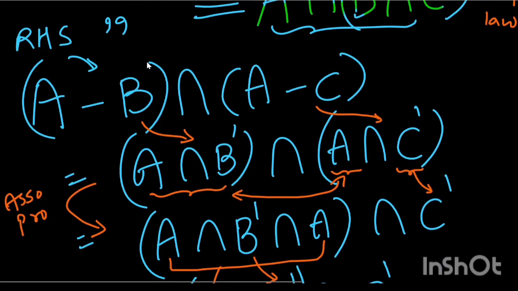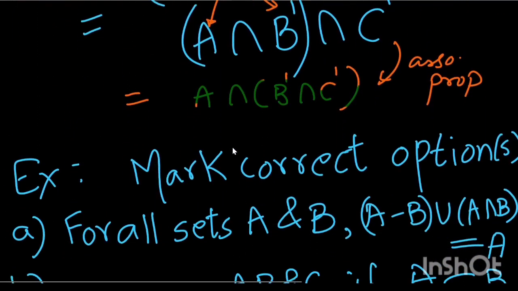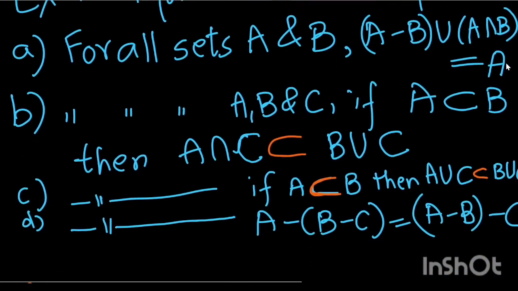Another way is obviously we can use the Venn diagram method. Okay, now let's take one question which is multiple correct. We have to mark the correct options, and the four options given are these. The first option is, for all sets A and B, (A minus B) union (A intersection B) is equal to A. For all sets A, B and C, if A is a subset of B, then A intersection C is a subset of B union C.